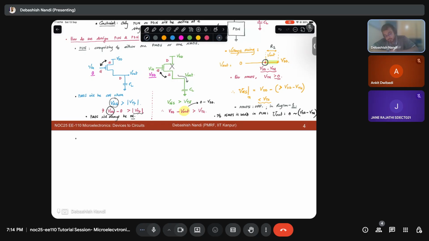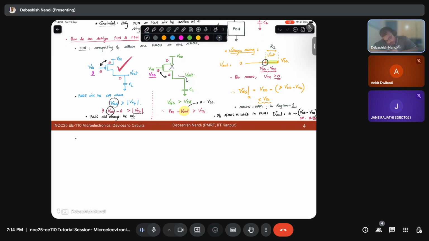Now let's say your VDD is 1 volt and your VTN is 0.5 volt. So your output voltage is getting maximum till 0.5. So it is around the switching threshold of that CMOS inverter. From looking at the output, you cannot determine whether your input is 1 or 0, right? So that does not serve any purpose. That is why voltage swing at the output node is important, and that is why we generally use this in case of PUN network.